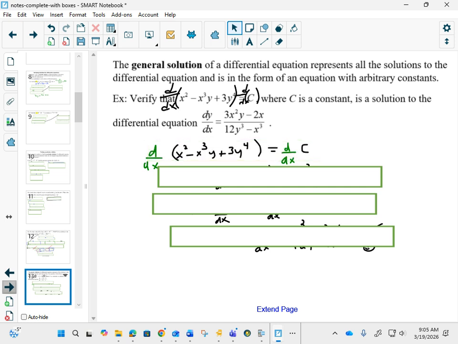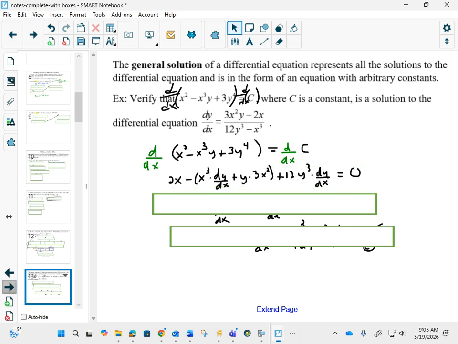Well, if I do d/dx of the left side, well, the x squared is easy. That's going to be 2x. In this green box, you have a product rule. So we have to practice our product rule. Keep the first one the same. What's the derivative of the second one? And the derivative of a y is just dy dx. Plus keep the second one the same, derivative of the first one.